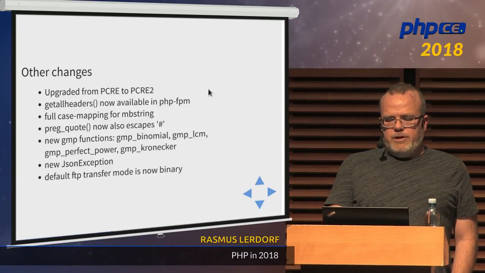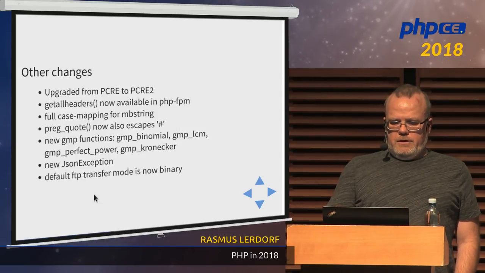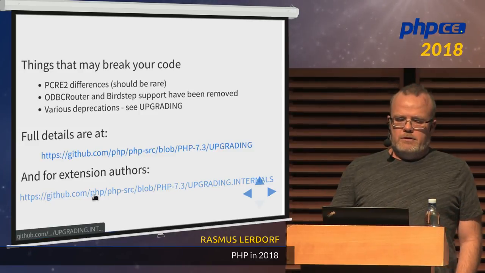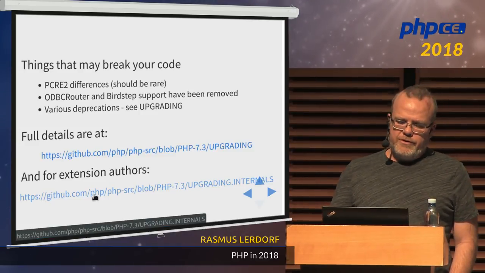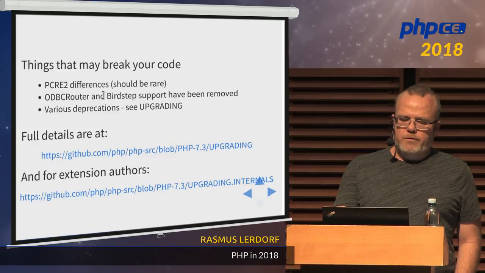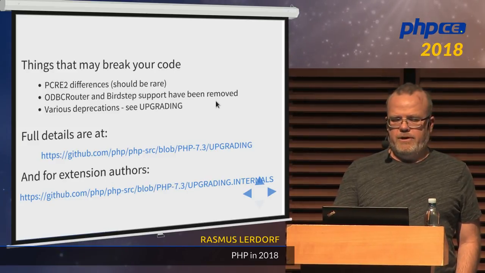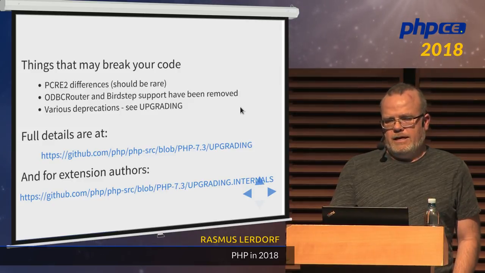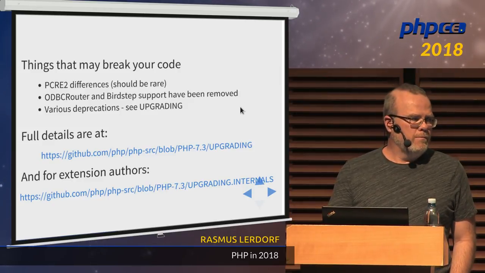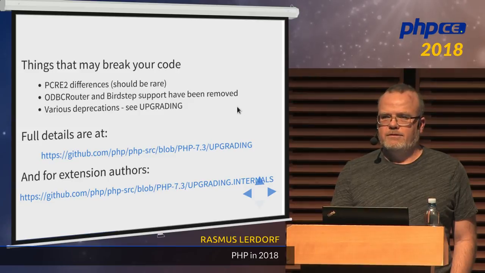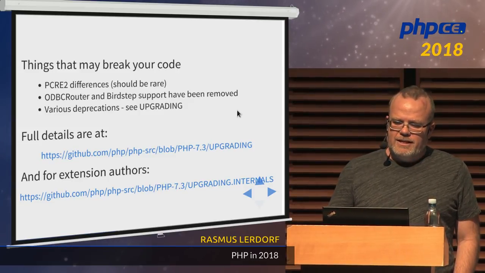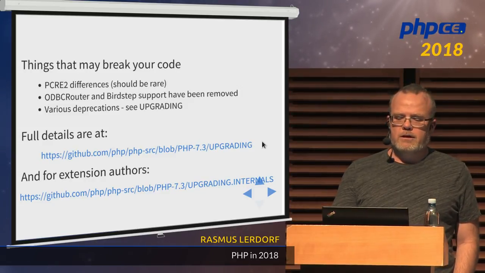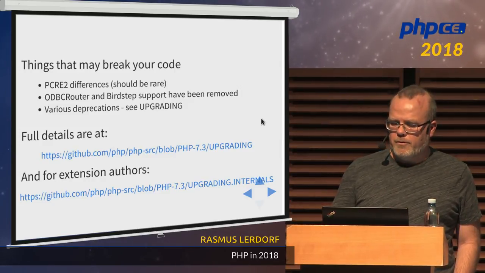Get all headers is available now for FPM users, and a few other things. So yes, things that might break your code: PCRE2 could be. If you're using ODBC router or bridge step, you're out of luck, they're gone. I doubt anyone in here even knows what bridge step is. Didn't think so. And various other deprecations. Please read the full upgrading doc here, PHP 7.3 upgrading.